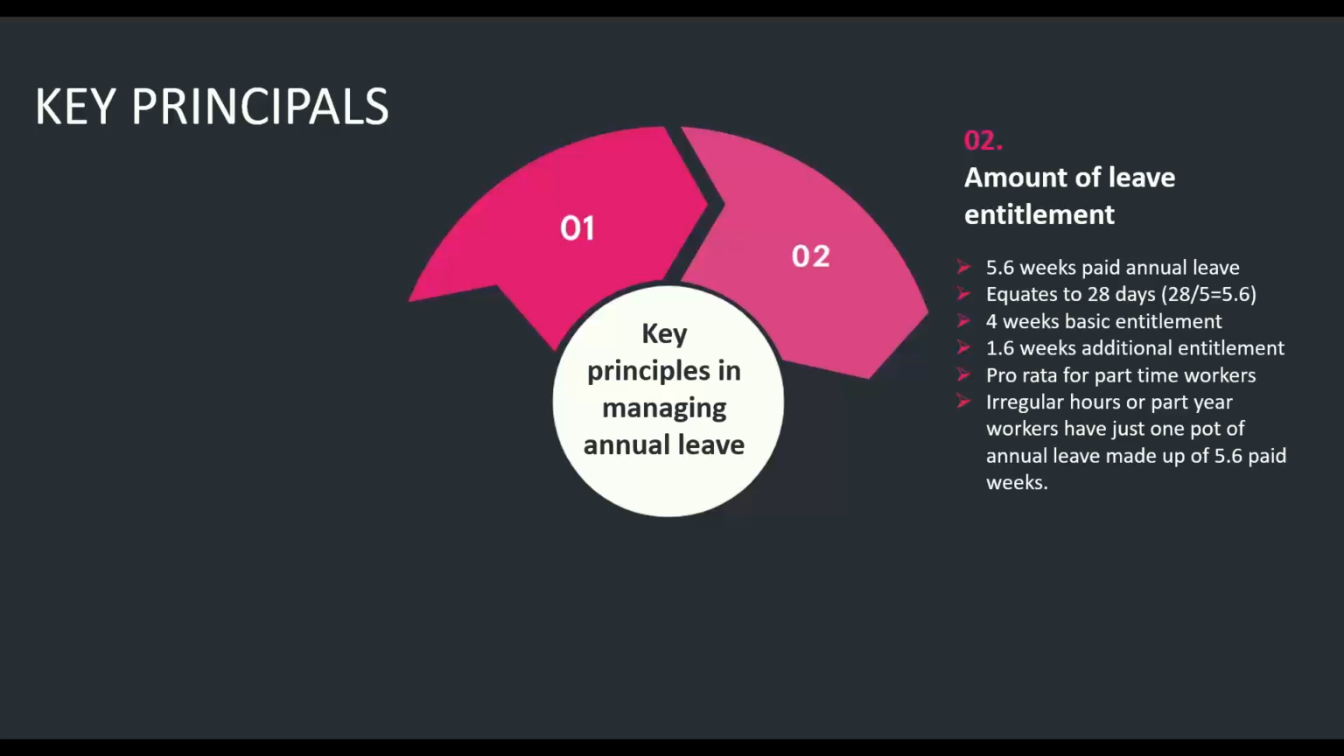Holiday is prorated for part-time workers, and we're going to go through that in further detail in the webinar, as it is an area that really does confuse and is complex. Just to clarify, those who work irregular hours or part-time hours, irregular part-time hours or part year only, have just one pot of holiday of 5.6 weeks. There's no distinction between the 4 weeks and the 1.6. That's from a technical perspective what's within the law, but it'll become a little more apparent as we talk through what it means in practice.